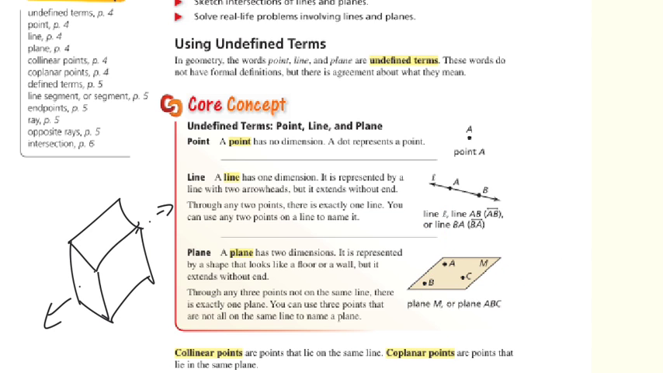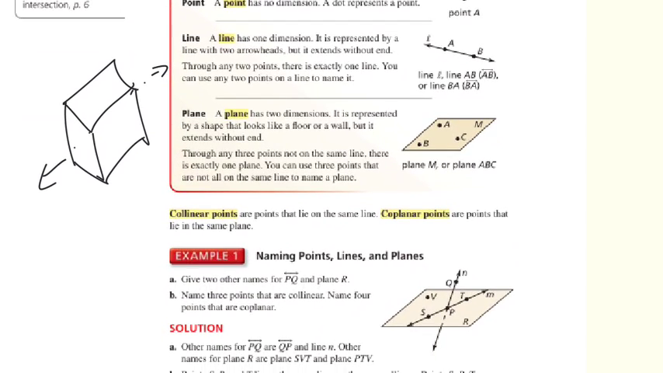Speaking of collinear, there's another term here called coplanar. Coplanar means all on the same plane or all on the same flat surface. And I do want to give you a heads up about 2 kind of trick questions that may come up.